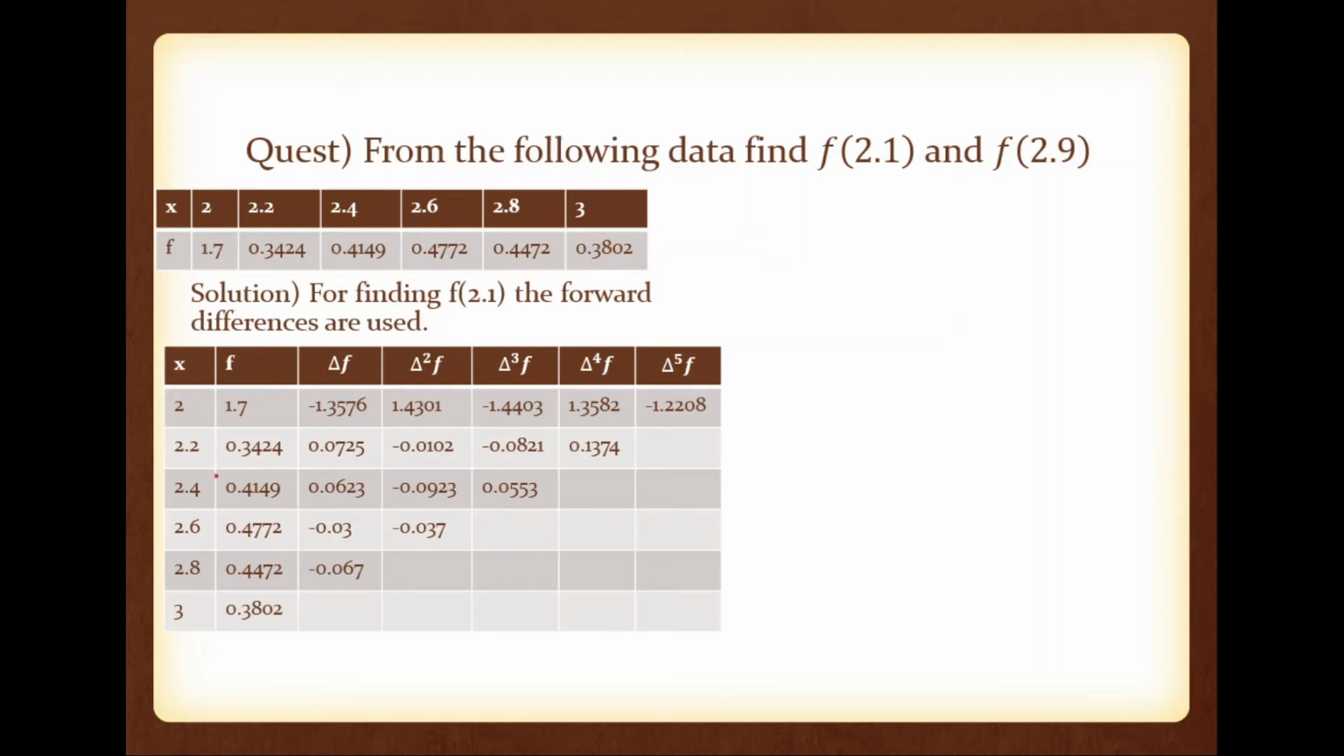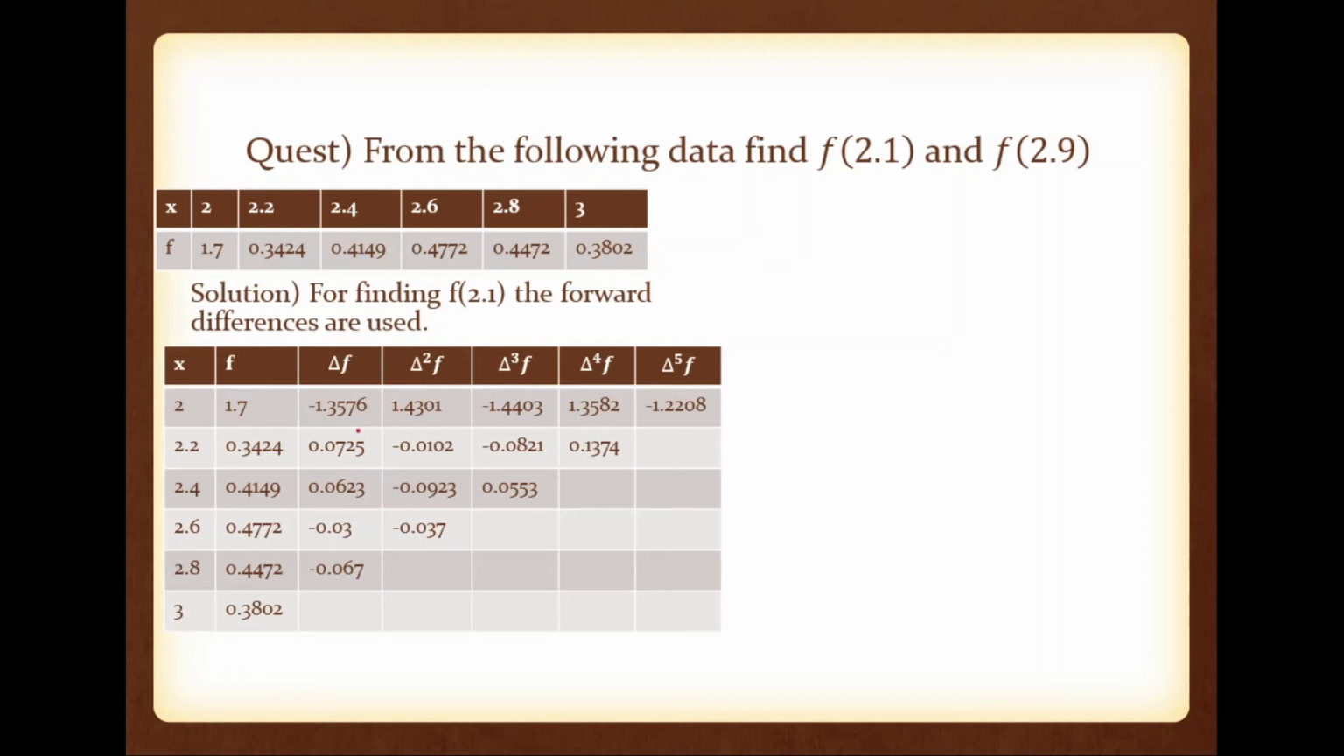0.4772 minus 0.4149 is 0.0623. 0.4472 minus 0.4772 is minus 0.03. 0.3802 minus 0.4472 is minus 0.067. So see, these are the first forward difference. Now by using this first forward difference, we have to find the second forward difference.